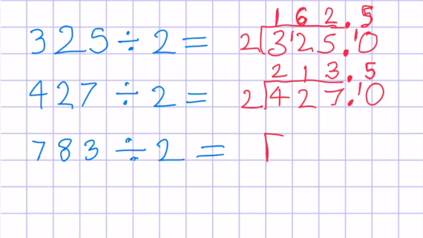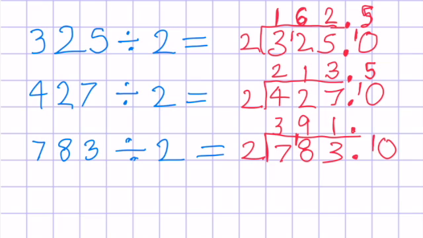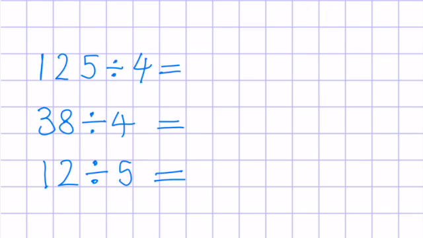783 divided by 2. 2 goes into 7 3 times with a remainder of 1. 2 goes into 18 9 times. 2 goes into 3 1 time with a remainder of 1. 2 goes into 10 5 times. So it's 391.5. Let's carry on doing this. You can press pause, or you can watch me if you're still unsure.